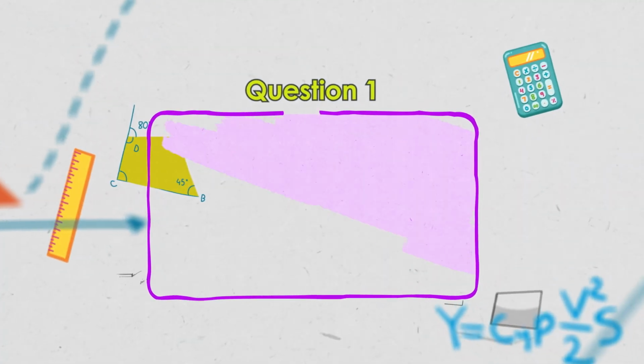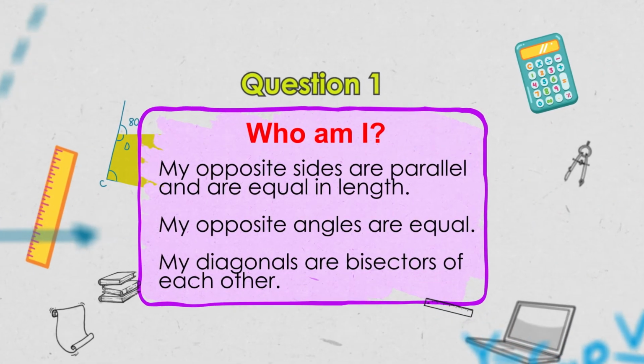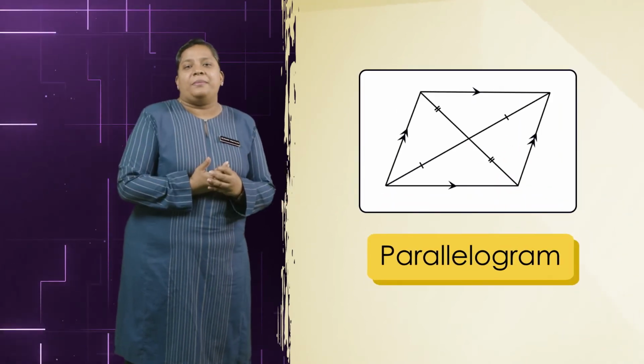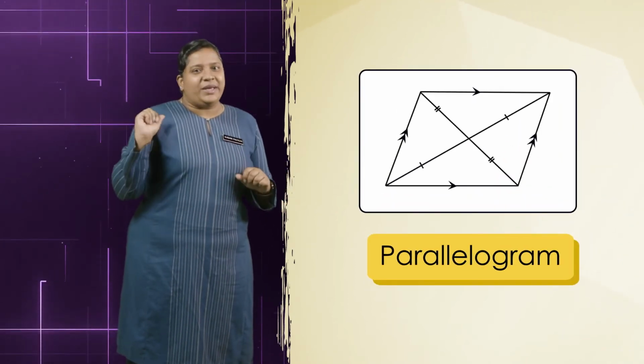Who am I? My opposite sides are parallel and of equal length. My opposite angles are equal. My diagonals are bisectors of each other. Are you able to guess now? Yes, that's great! I am a parallelogram. Let's look at the second question.